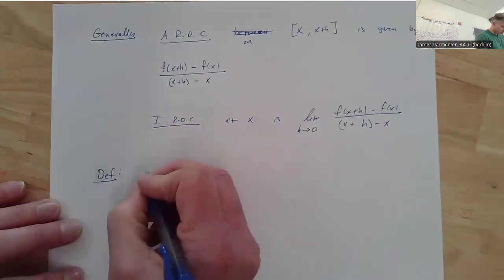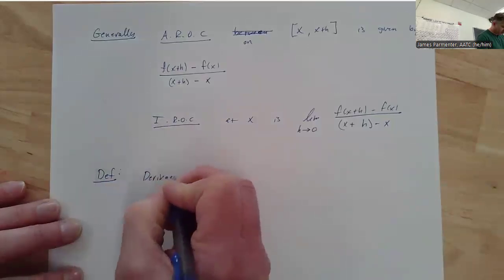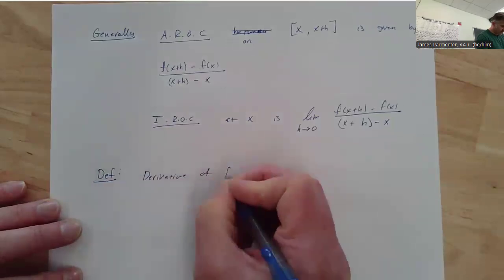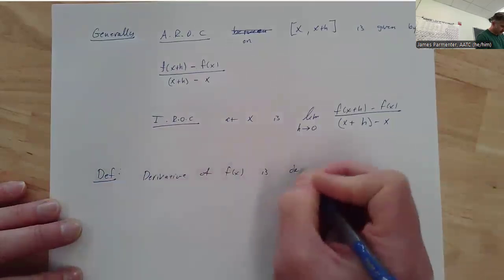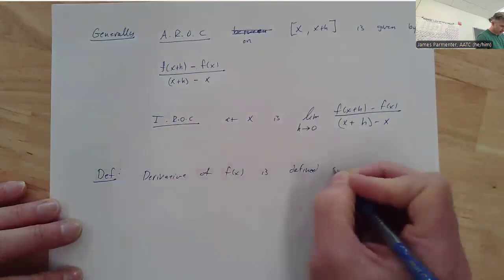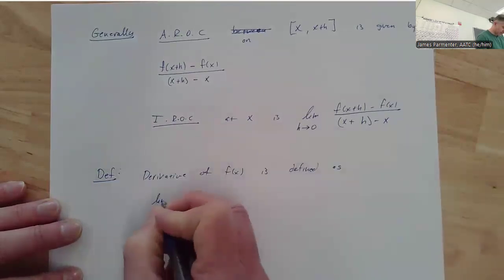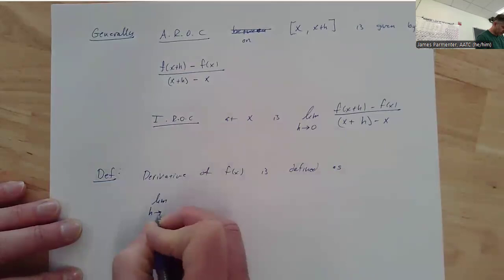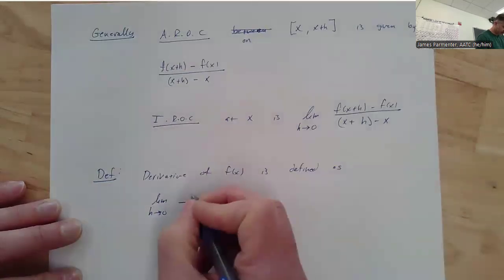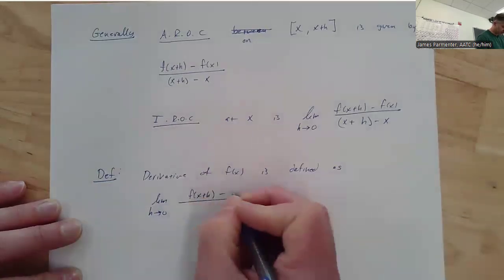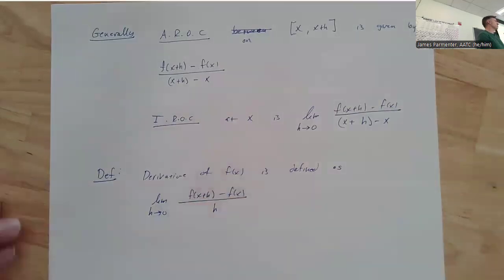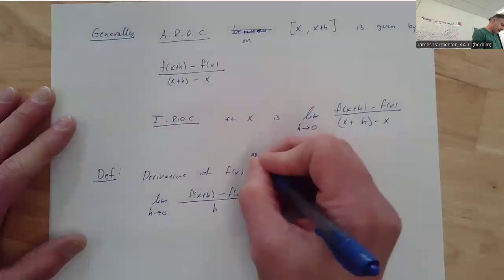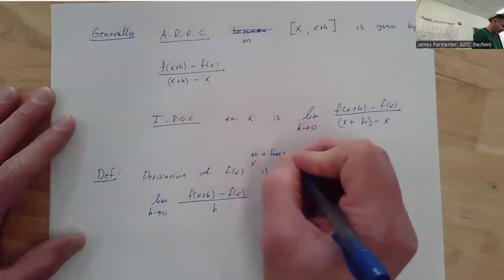The derivative of f of x is defined as the limit as h approaches 0 of exactly that, f of x plus h minus f of x all divided by h. I still think be a little bit more specific, the derivative as a function, right? So the derivative f of x as a function versus the derivative at a particular point.